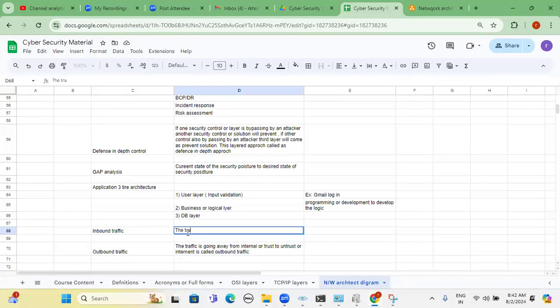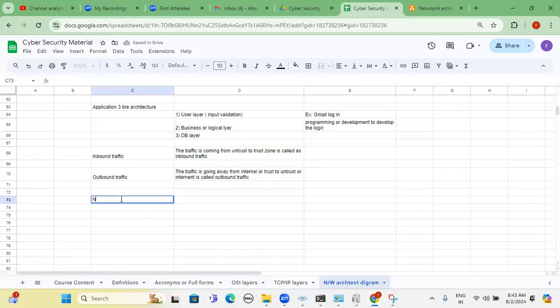The traffic coming from the untrust zone to the trust zone is called inbound traffic. Don't use the term incoming traffic; always please use technical terminology. Incoming traffic is not a technical terminology. Inbound traffic.